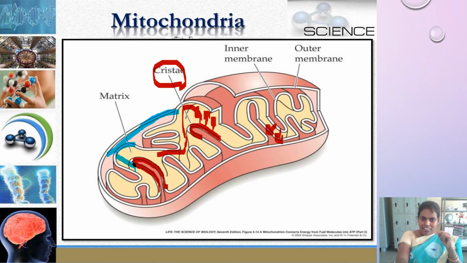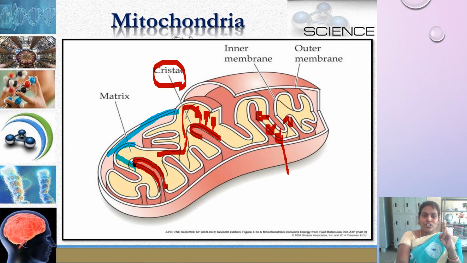One stalk-like structure which ends with one rounded body structure throughout the cristae. These are called oxysomes. This is the structure of mitochondria, which is the powerhouse of a cell.